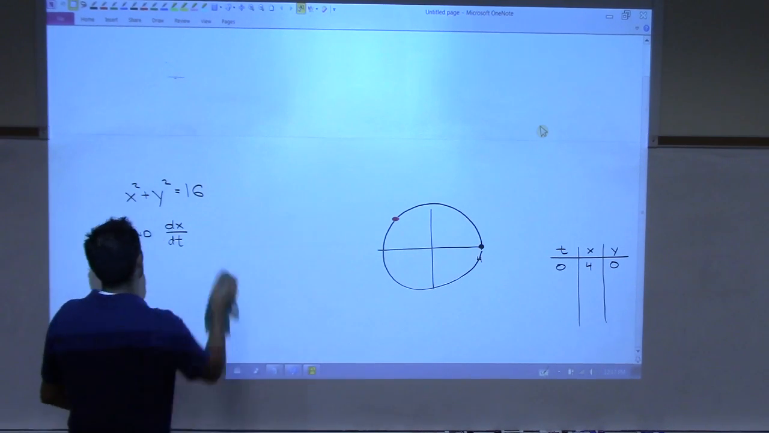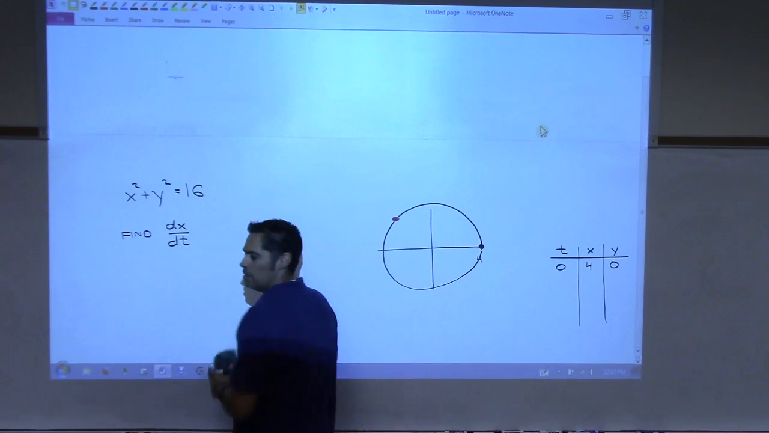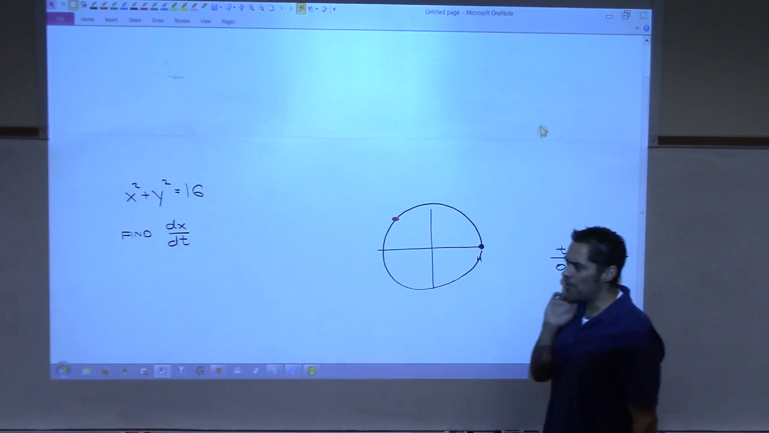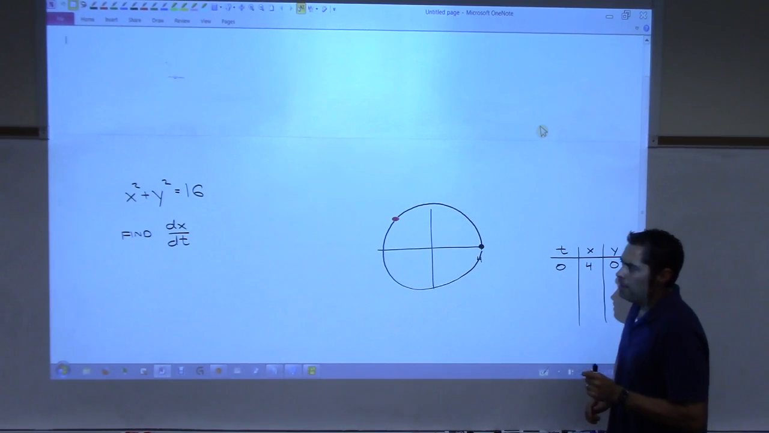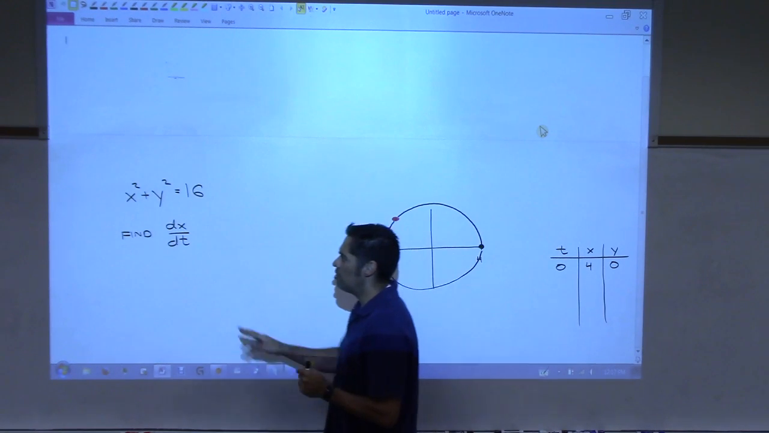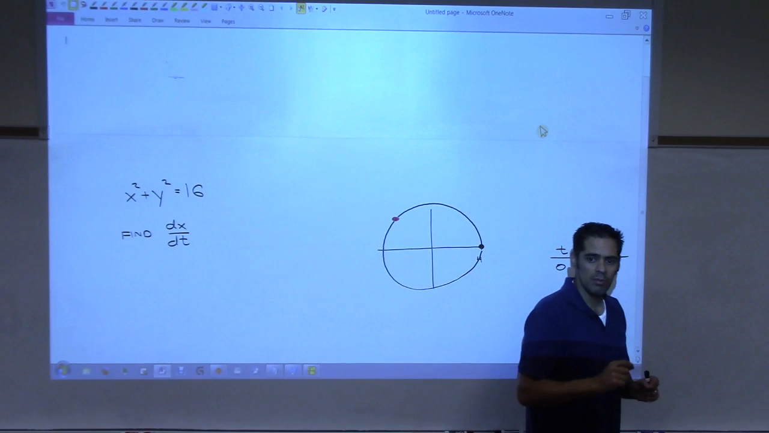Let's do dx/dt. Could I ask you that question? And think about what that's saying. That's saying, can you tell me the instantaneous rate of change in the x coordinate with respect to time?